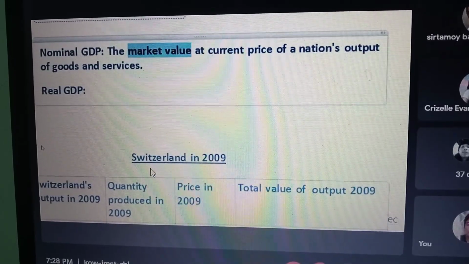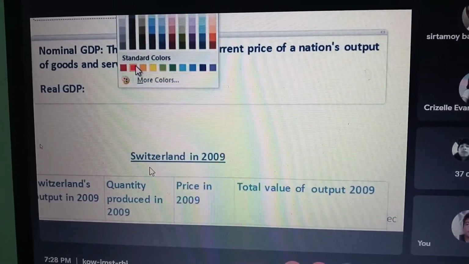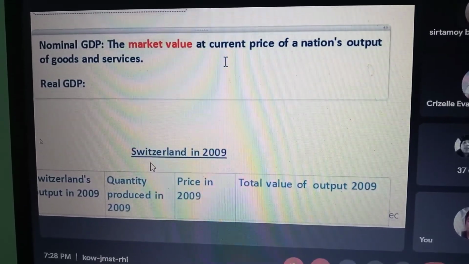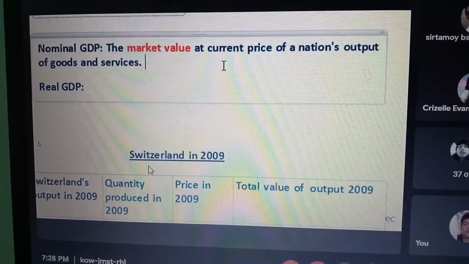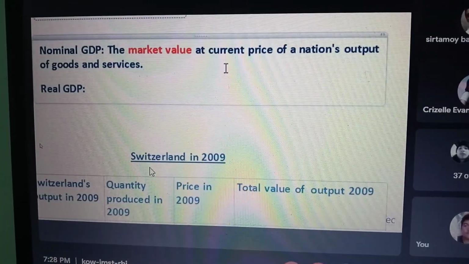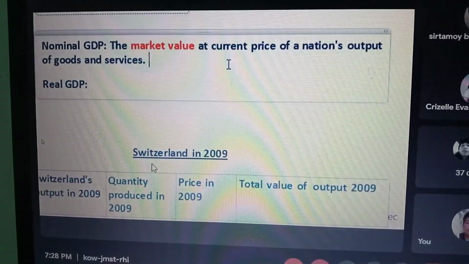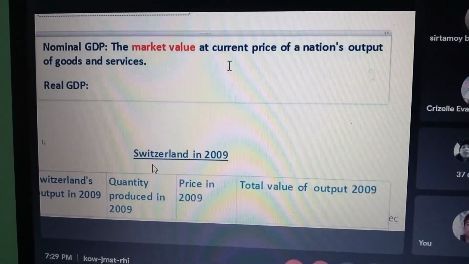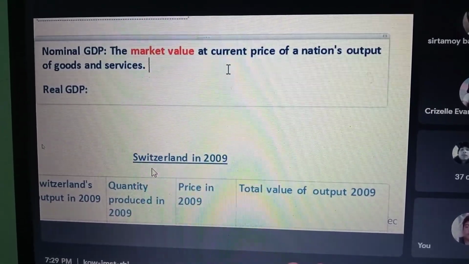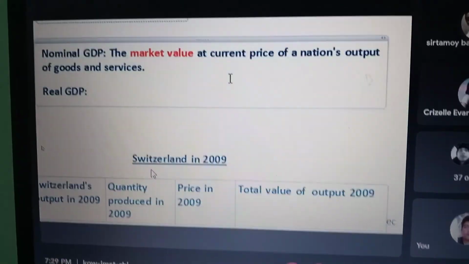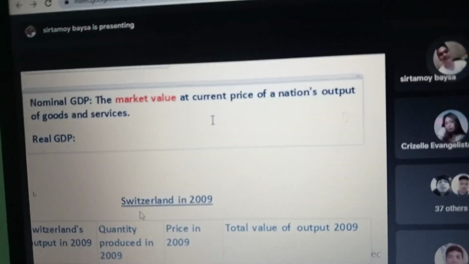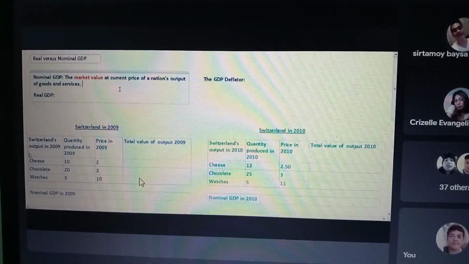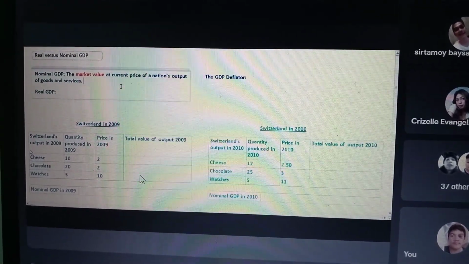Market value means that when we talk about nominal GDP, what we're considering is the price level experienced in the nation in that year. What this means is that if the price level increases from one year to the next, but the actual output of goods and services does not change, then a country's nominal GDP can grow between two periods of time. To give you an example of this, let's look at our table for Switzerland in 2009, and then look at the same table for Switzerland in 2010.